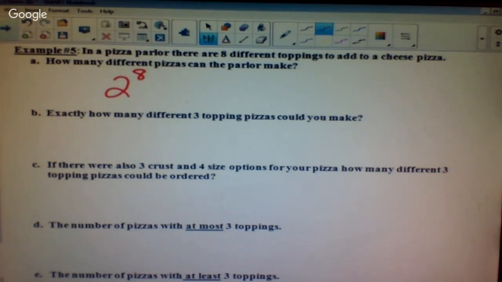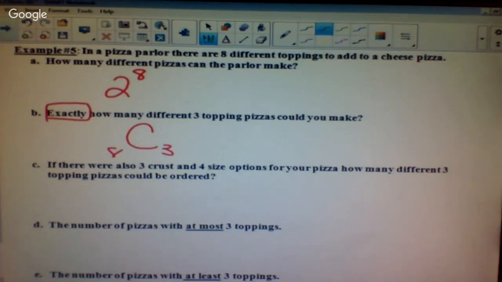Exactly how many different 3-topping pizzas could you make? So that's P, right? Or still C? Does it matter if I put pepperoni on your pizza before I put mushrooms? No, it doesn't. This is a combination. Would it be 8 and 3? 8 and 3. We're only caring about the 3-topping pizzas. We don't care about anything else.